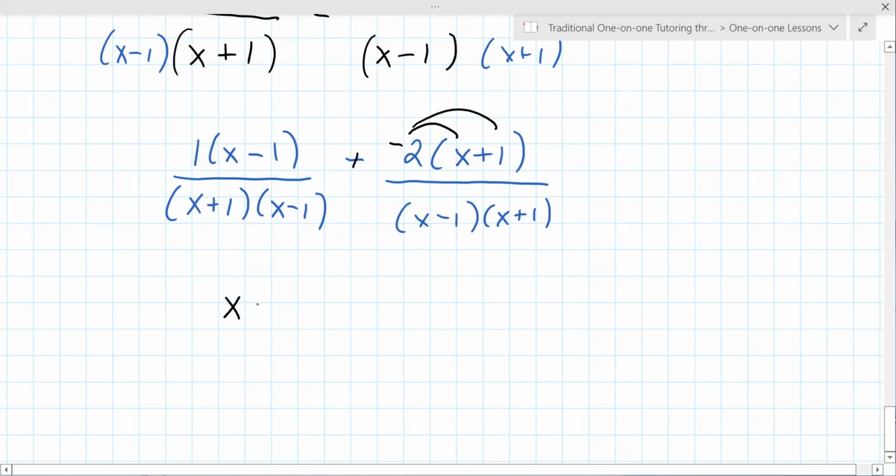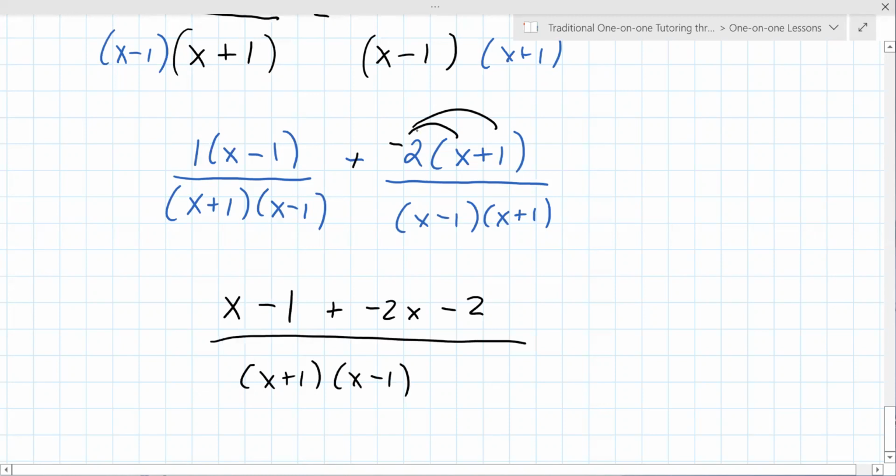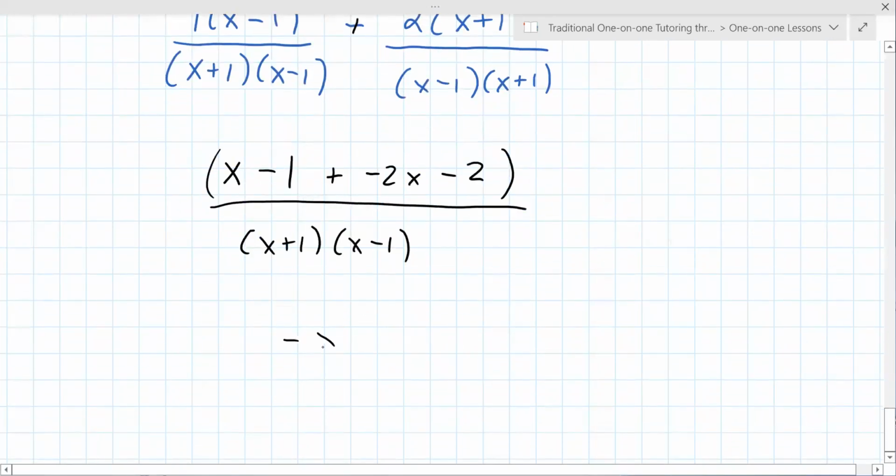So it becomes on the top x minus 1 plus -2x minus 2. Do you see how I got that? How you distribute the -2 to both terms? Yeah. Okay, now if you get that, we can combine terms in the top: x goes with minus 2x is minus x, minus 1 goes with minus 2 is minus 3. And this is over, in parentheses, x plus 1, x minus 1.